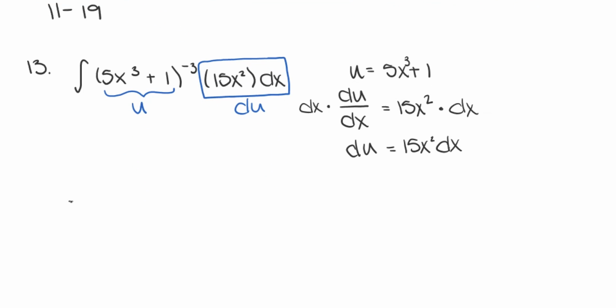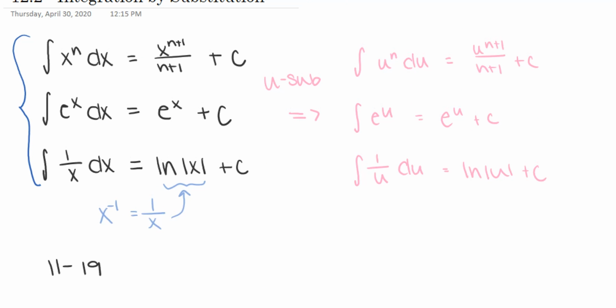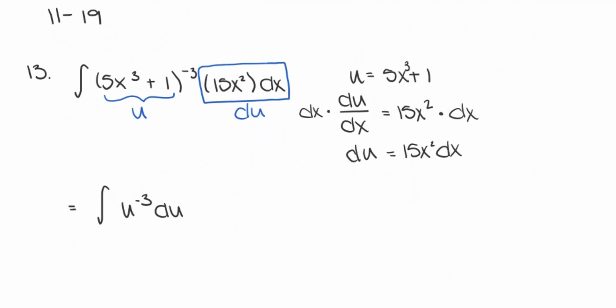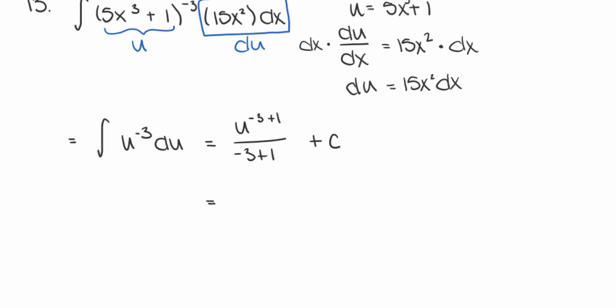So now we can say that this is equal to the integral of u to the negative 3 du. Now we have something that's a lot easier to work with, and we can use one of these three up here, looking at the ones with the u's. Then we just do our integration as normal. So we'll have u to the negative 3 plus 1 over negative 3 plus 1, and we can't forget our plus c. Then u to the negative 2 divided by negative 2 plus c.